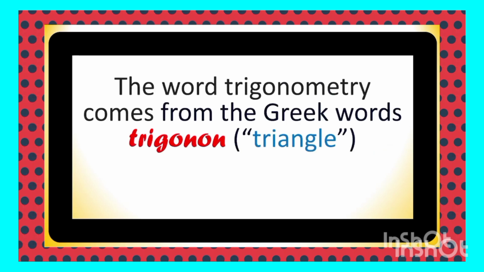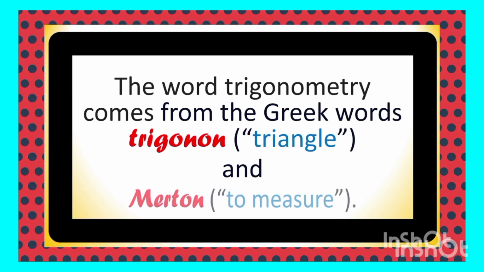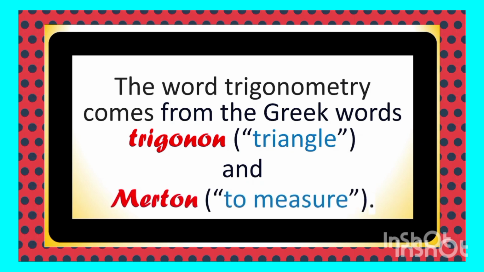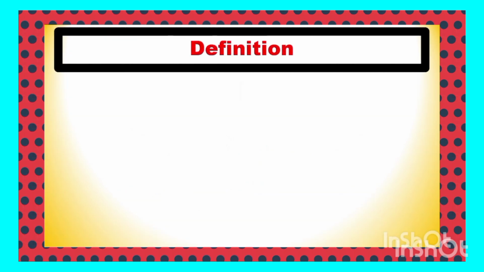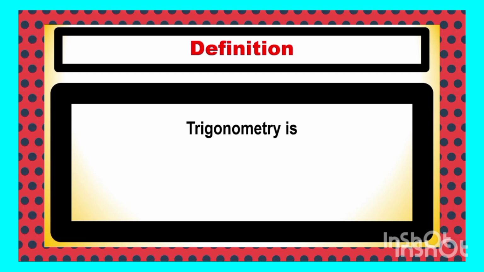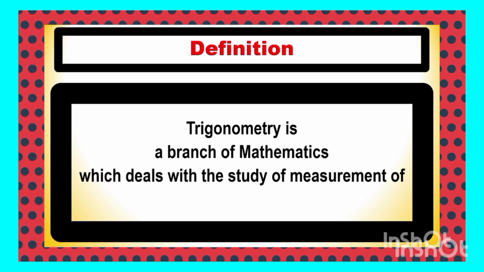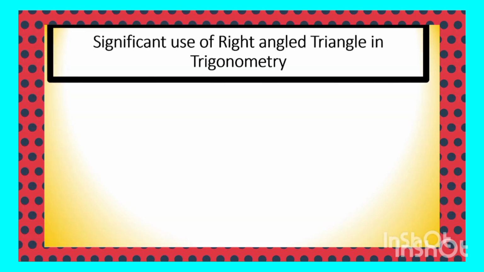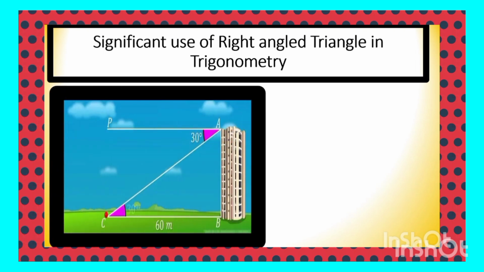The word trigonometry comes from the Greek words trigonon, meaning triangle, and metron, meaning to measure, measurement. So trigonometry is a branch of mathematics which deals with the study of the three sides of a triangle, particularly a right angle triangle. You can apply it to any triangle, but the right angle triangle is the most important part. So what is the significance of the right angle triangle to trigonometry?